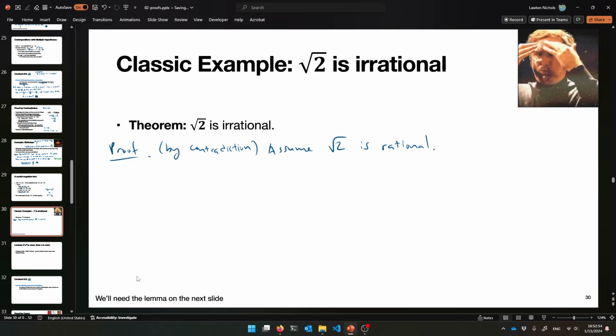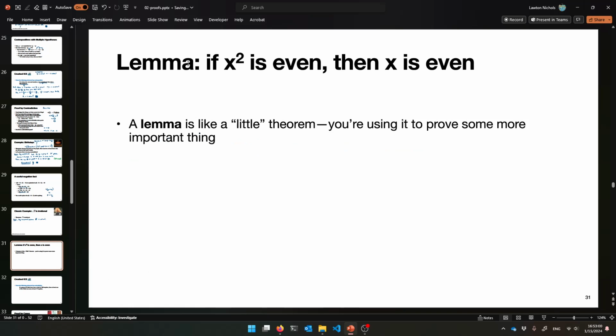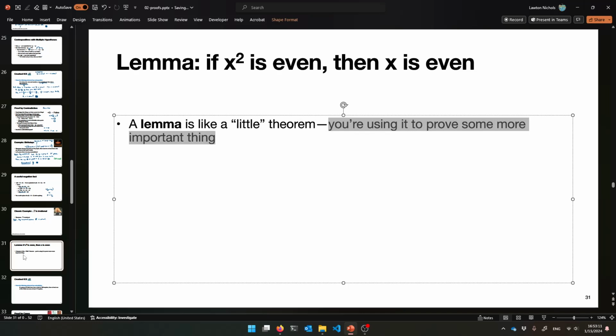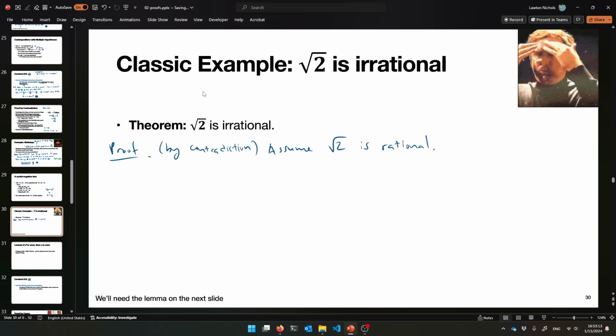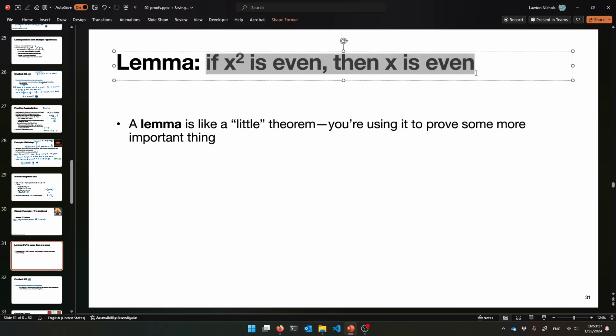We'll get there, but we need a little helper idea on the next slide, and we're going to prove a little smaller theorem called a lemma. Here's our lemma that we're going to prove. The word lemma, by the way, is a word that's in math books. It's just like a little theorem. You use it to prove the big thing that you're trying to prove. So we're going to use this lemma. Here's our lemma: if x squared is even, then x is also even.